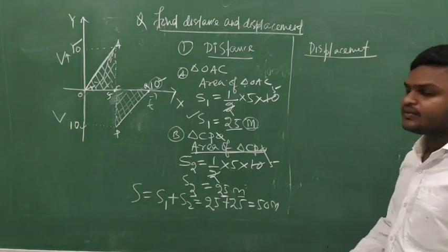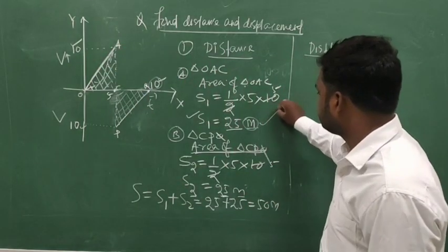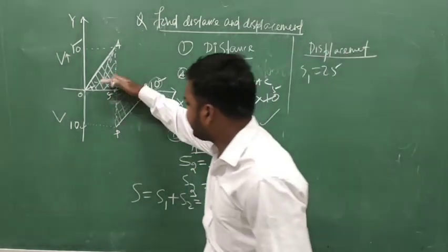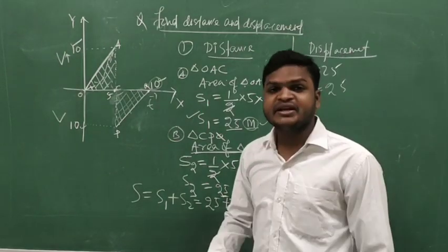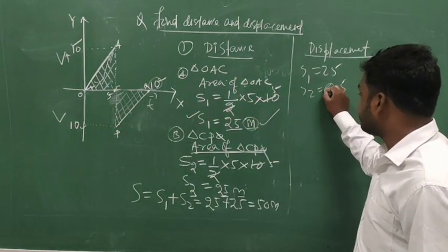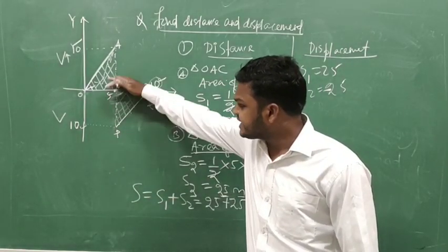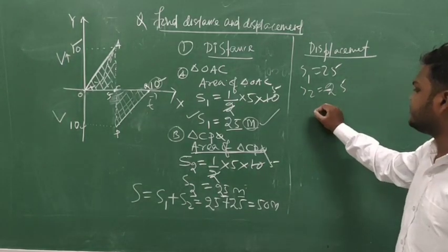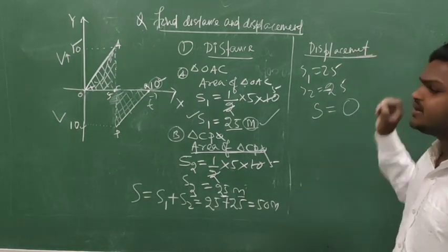And then we calculate displacement. So in this case in positive direction distance or displacement suppose S1 is 25, in negative direction distance or displacement is 25, but displacement is a vector quantity, so in negative direction this distance is represented with the negative sign. The net distance will be 0. Net displacement will be 0.